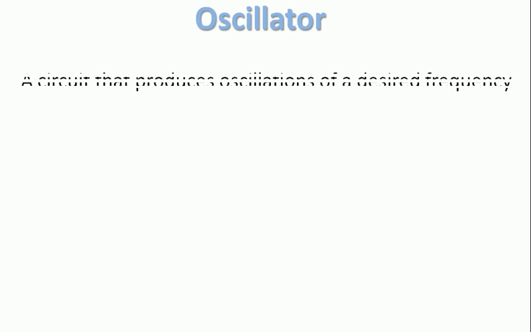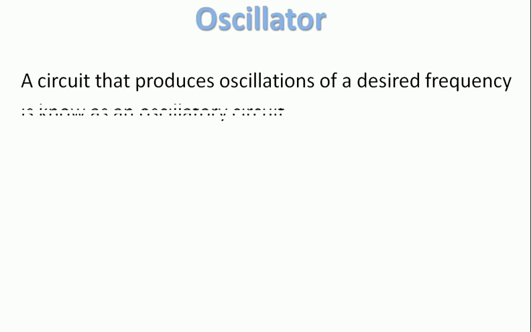So first of all, discussing the oscillator, because the oscillator uses one of the two feedbacks. Oscillator uses basically positive feedback. So first of all, discussing what oscillators are. A circuit that produces oscillation of a desired frequency is known as an oscillatory circuit.